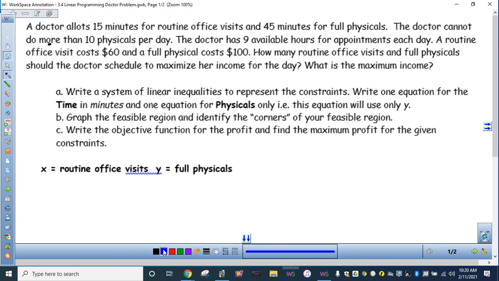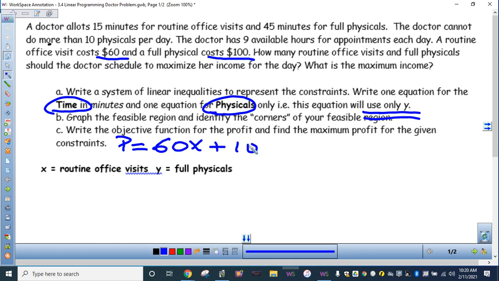So we're going to write one equation for time. We're going to write one equation for physical. So we're going to only use y for the physical equation, right? We have the objective function p equals, routine is x. It says the routine costs 60, full physicals cost 100, so just 60x plus 100y.